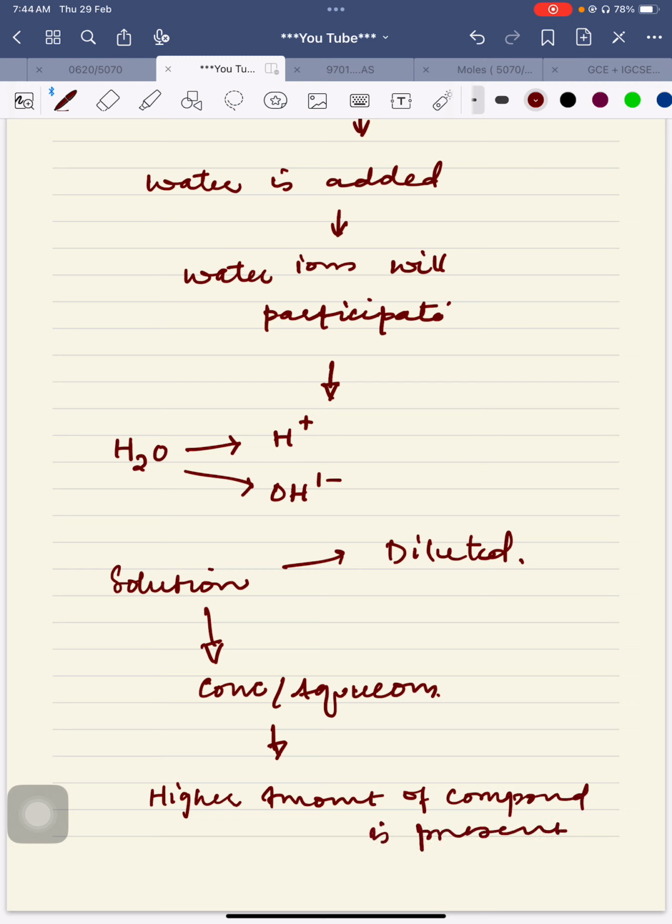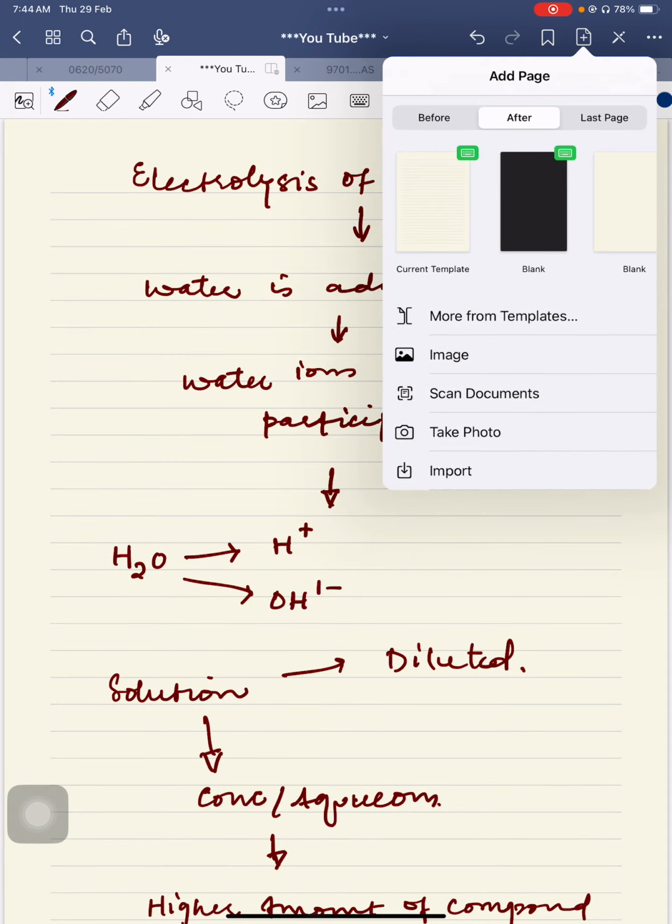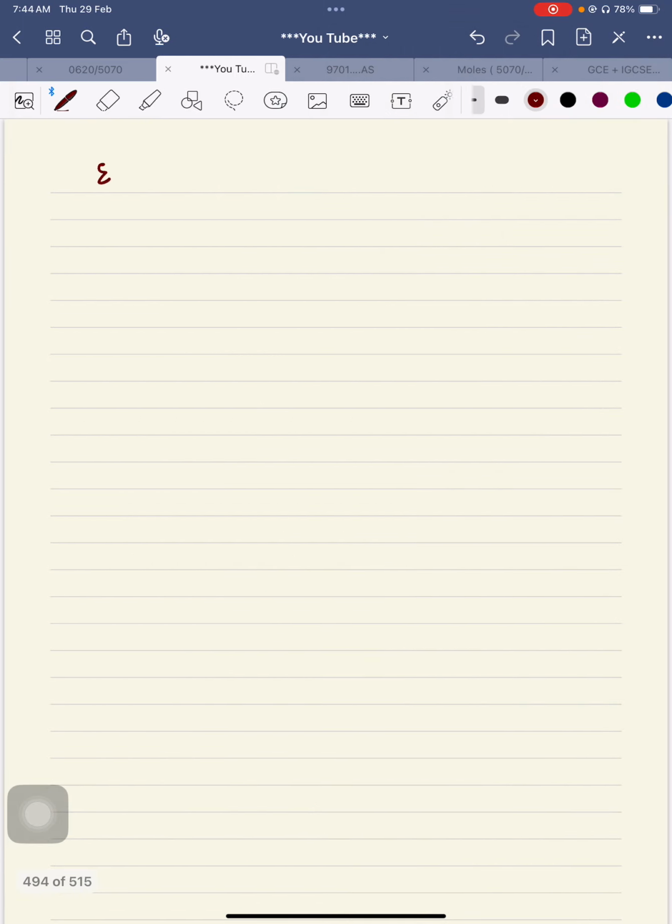I have told you both of the names for the concentrated. It can be concentrated, it can be an aqueous solution as well, whereas diluted is the one and only which has lots of water present in it. Now I am giving you an example for the electrolysis of sodium chloride aqueous solution. Or first of all, we should do the diluted solution.